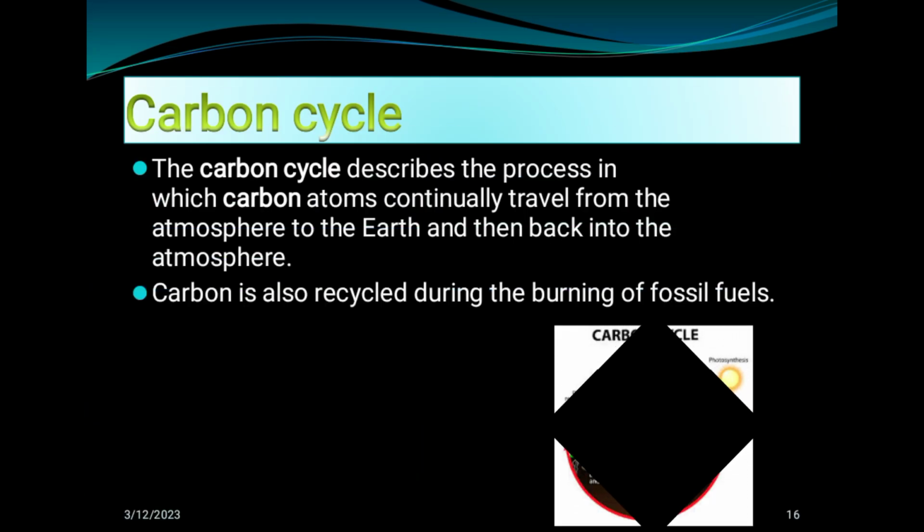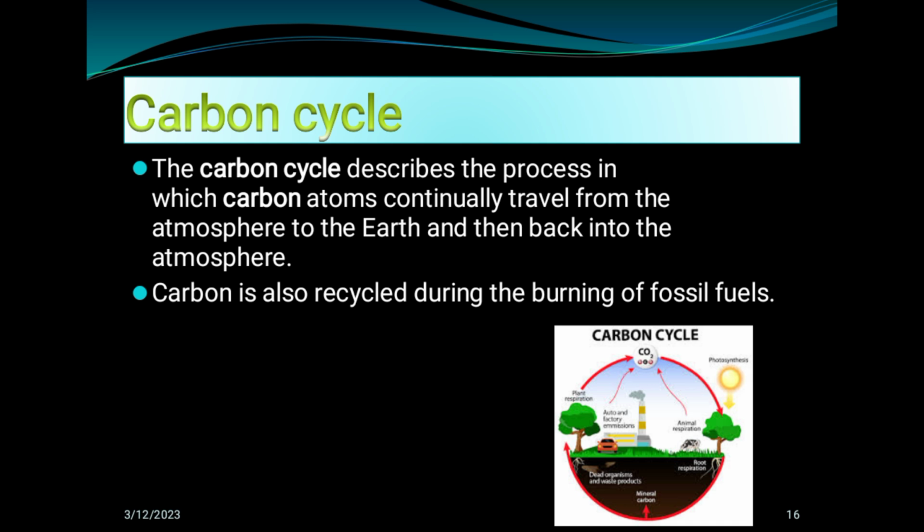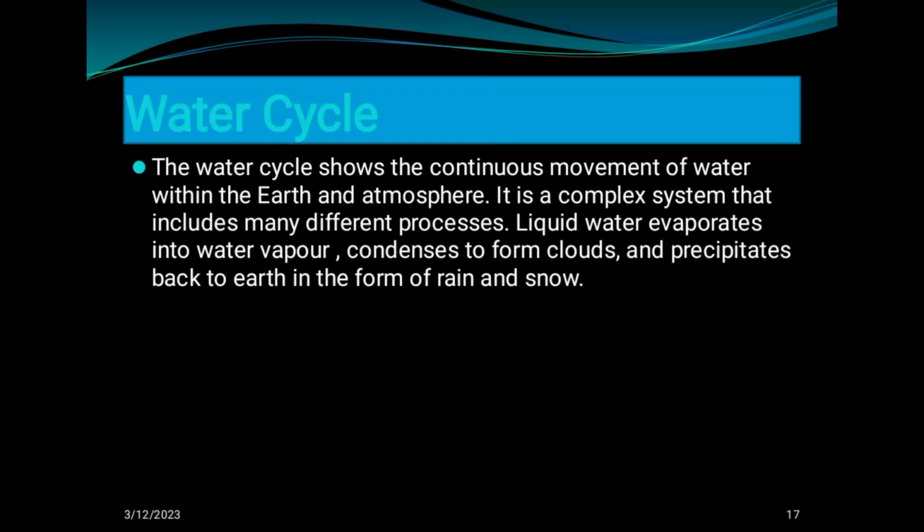Next, carbon cycle. The carbon cycle describes the process in which carbon atoms continually travel from the atmosphere to the earth and then back into the atmosphere. Carbon is also recycled during the burning of fossil fuel.